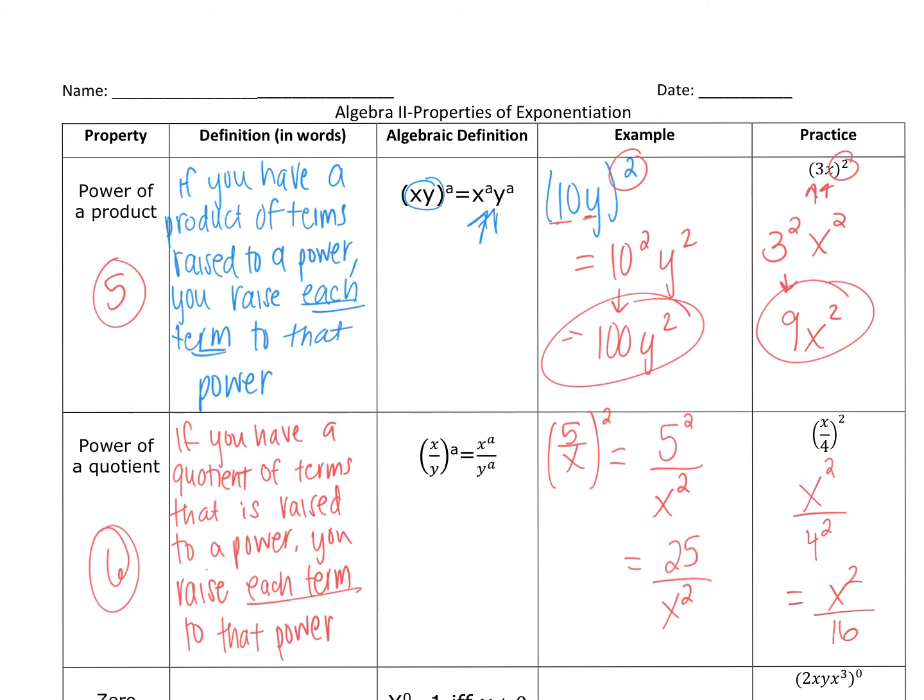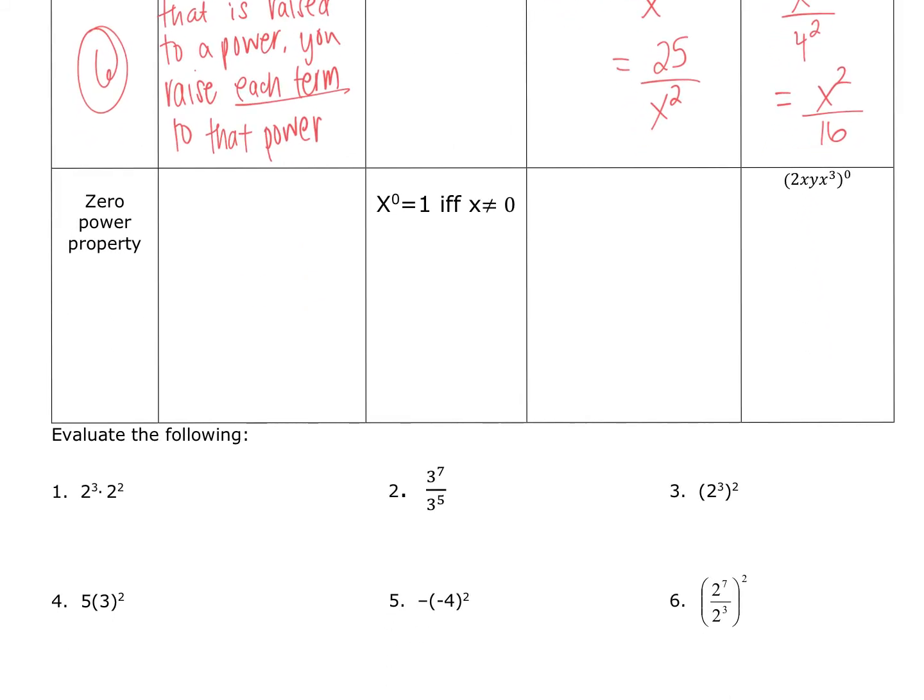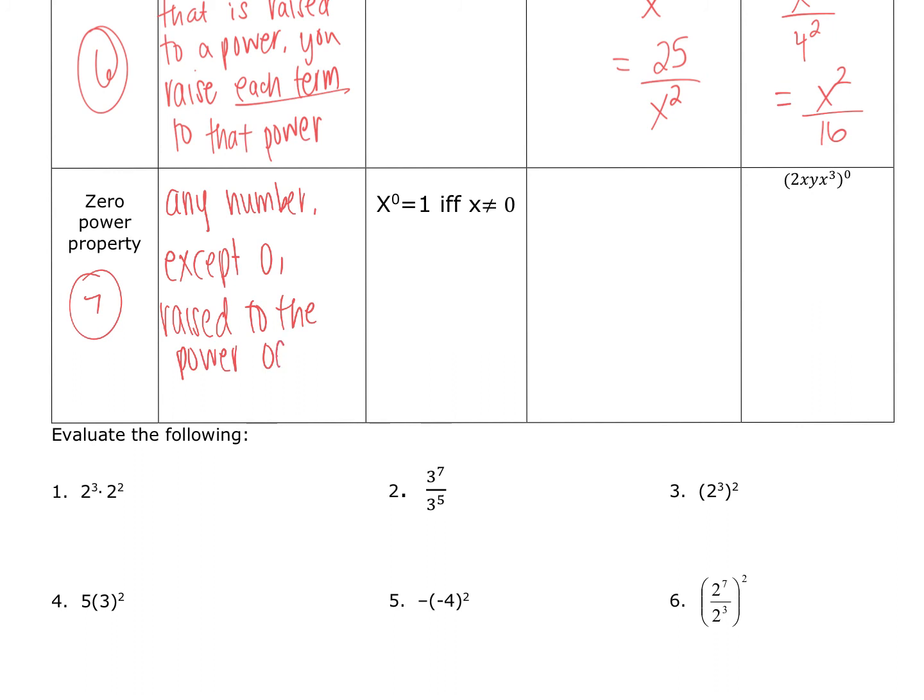All right, moving on to the last property, which is called the zero power property. Do not get this mixed up with the zero product property, right? Because this is all about exponents. So this definition is: any number, except 0, raised to the power of 0 is 1.